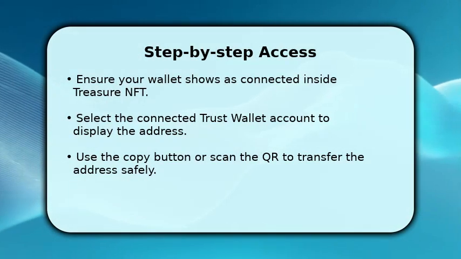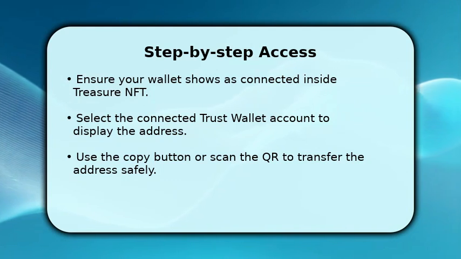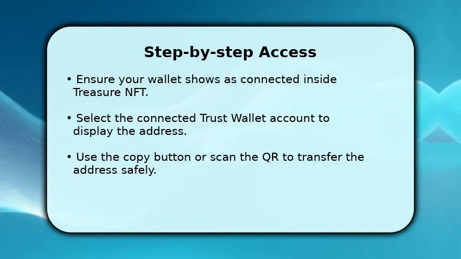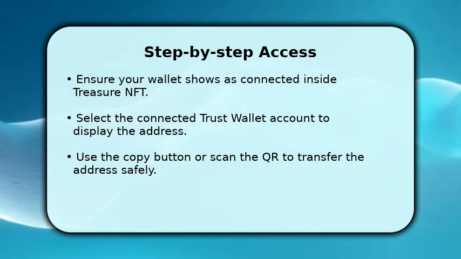Start by opening Treasure NFT and ensuring you are on the main dashboard. Tap the profile or wallet icon to access account settings where wallet connections appear. Select Trust Wallet and choose the connected account to display the public address and QR code.